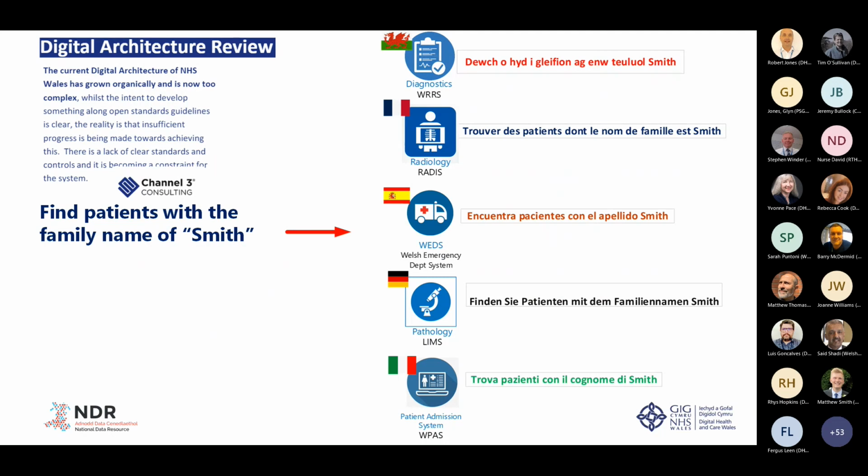And it brings us on to the digital architecture review that was done by Channel 3. So basically they were saying that WRS is an example of an NWIS proprietary data system, whereby they're all built differently and they all speak different languages effectively. So if I want to find a patient with the family name of Smith, these are speaking different languages. I'd need to ask that in a different language, depending on what system I want to get that data out of. And I think the architecture review said that's not a sustainable way of going forward. And we need to move to an open platform, using a language that is common.